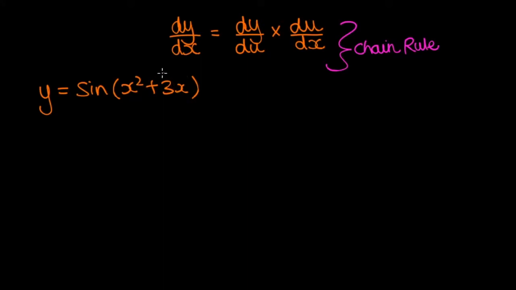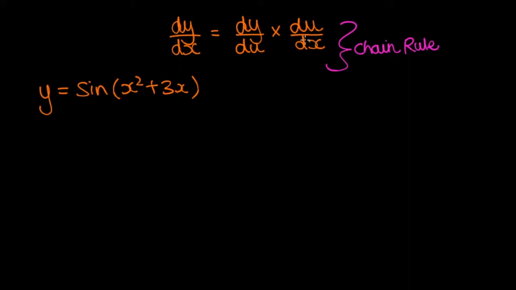So if we look at the right hand side, then what we have is a composite function. We have a function x squared plus 3x inside of another function, sine. So in order to differentiate composite functions, what we need to use is the chain rule. So dy by dx is equal to dy by du multiplied by du by dx.